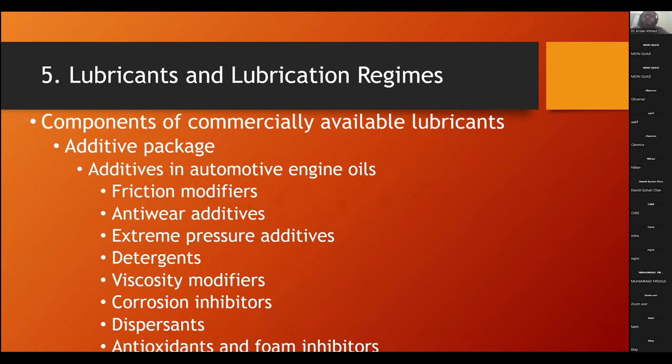For example, you are using an automotive engine in Canada. What type of physicochemical properties should that lubricant have? And if you are using it in Malaysia, the temperature and the weather will be different. So based on that, you have to add friction modifiers, anti-wear additives, extreme pressure additives, detergents, viscosity modifiers, dispersants, antioxidants, and corrosion inhibitors. All of these additives are added into the lubricant.